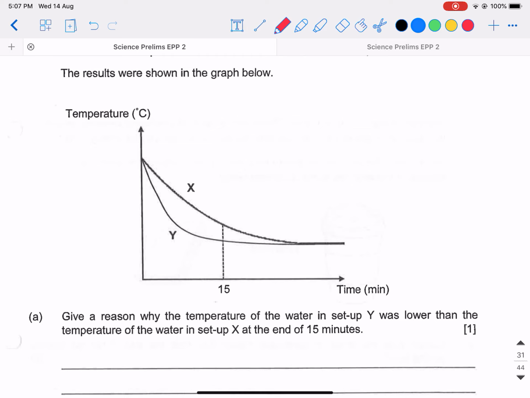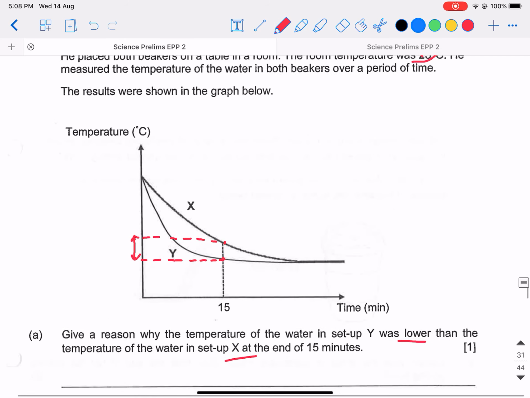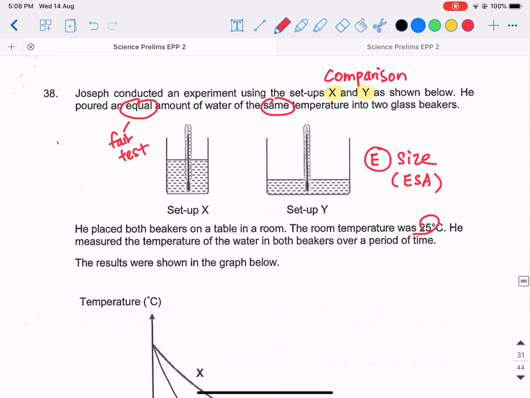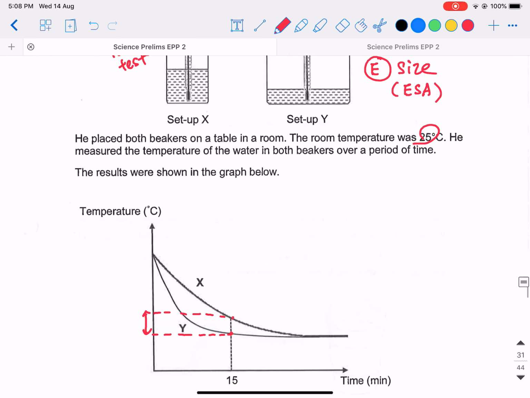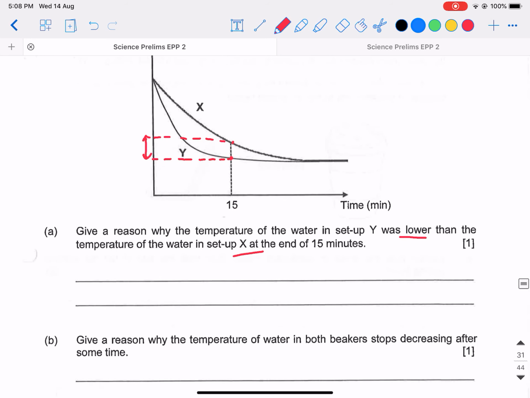Now at 15 minutes, you do find that the temperature difference is quite a big gap. So it seems that Y has a lower temperature compared to X, even at the same time. So the question was, why is the temperature dropping faster in one setup? So we are going to look at the differences, which is in terms of the size. So we figure out it's a comparison. We need some kind of a comparison statement inside.